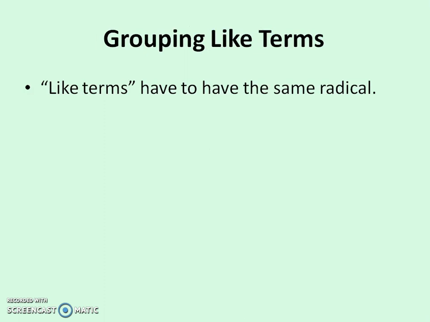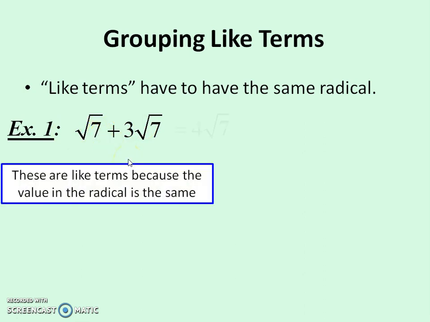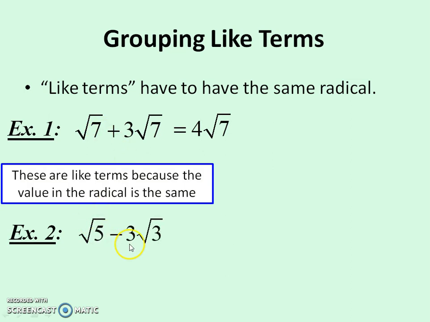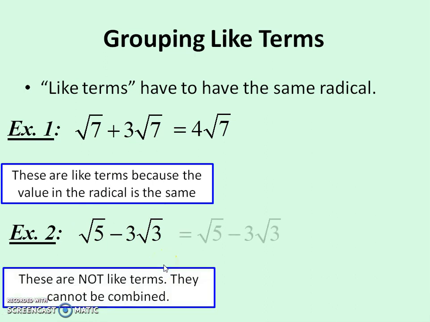Similarly, on your worksheet, you will be asked to group like terms, to add or subtract, and you can only group like terms if they have the same radical. These are like terms, and when you group them, you just add the coefficients. This is really the same as 1 root 7, so this becomes together 4 root 7. And something like this is not simplifiable, because root 5 and root 3 are not like terms. So that's it. You don't even have to write that equals to itself.